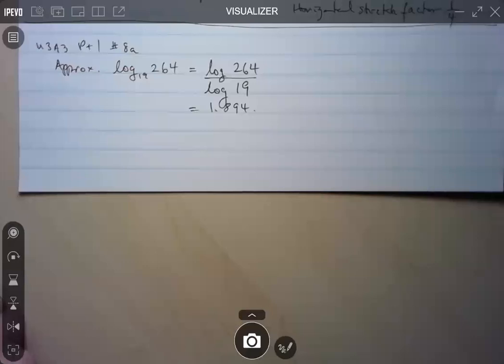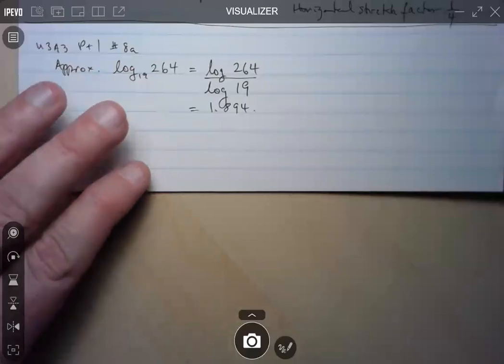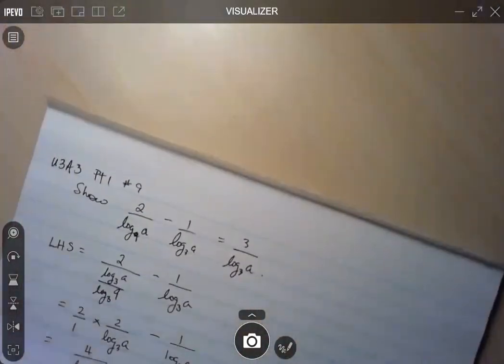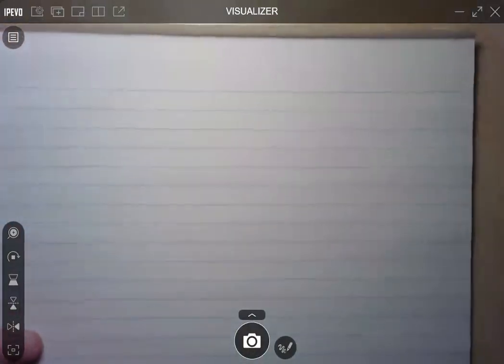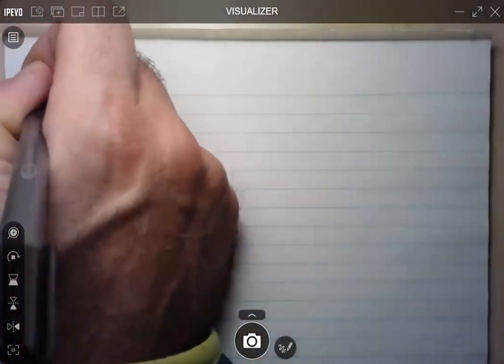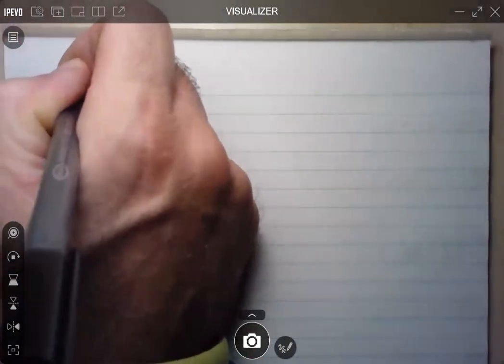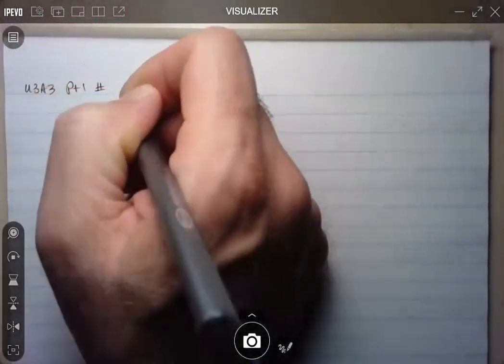Okay, any questions on that? No, all right. So let's move. What do we have here? I think we have one more on part 1. It's 2D. All right, so this is unit 3, assignment 3, part 1, number 2D.